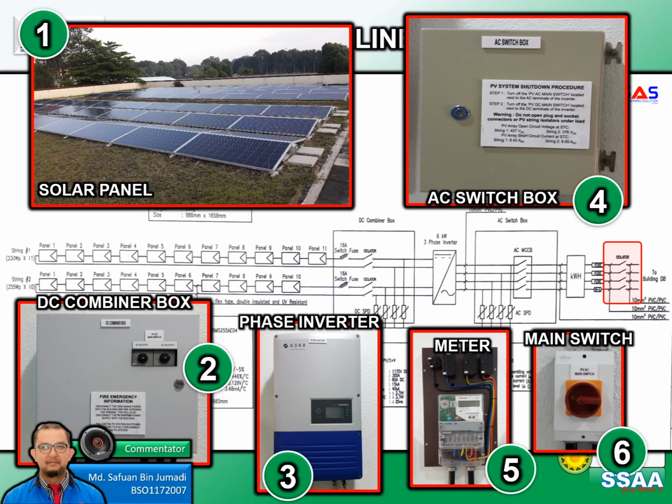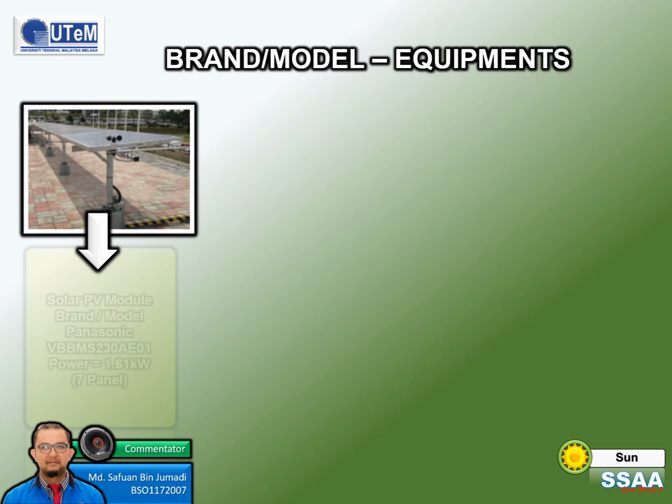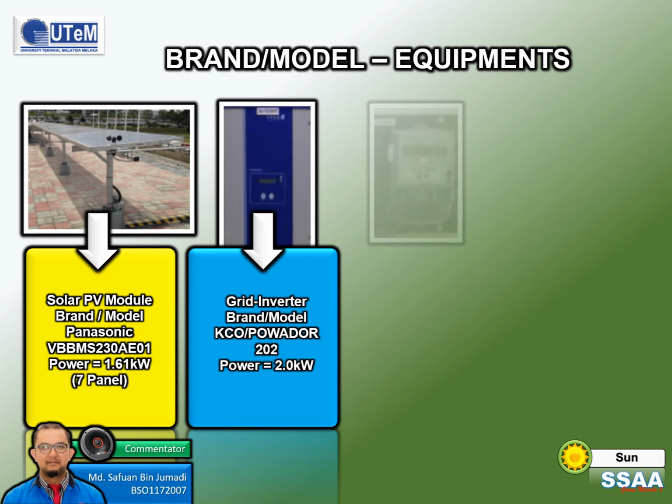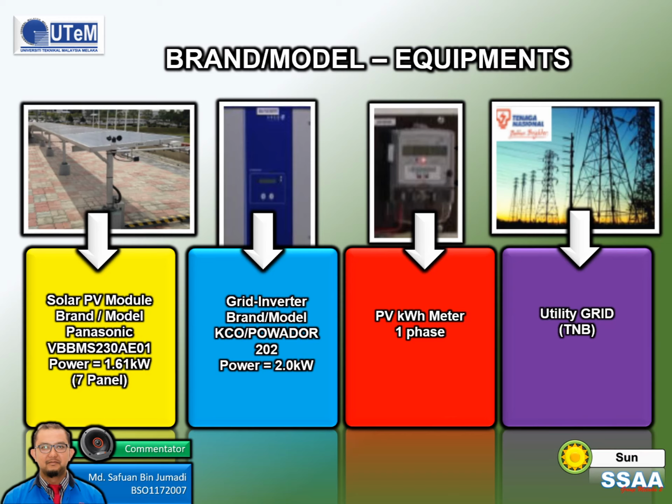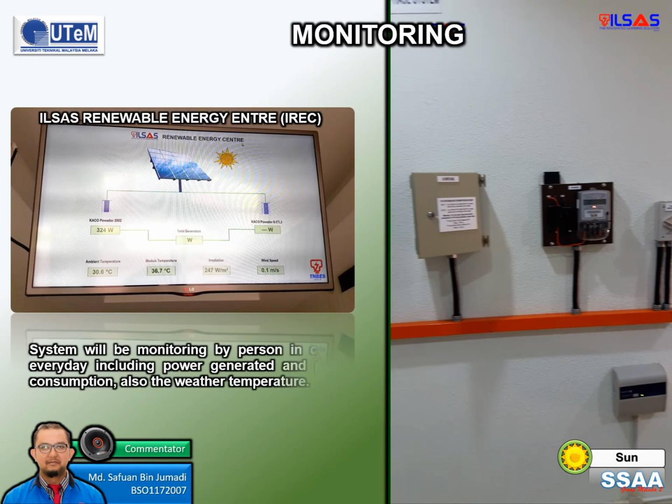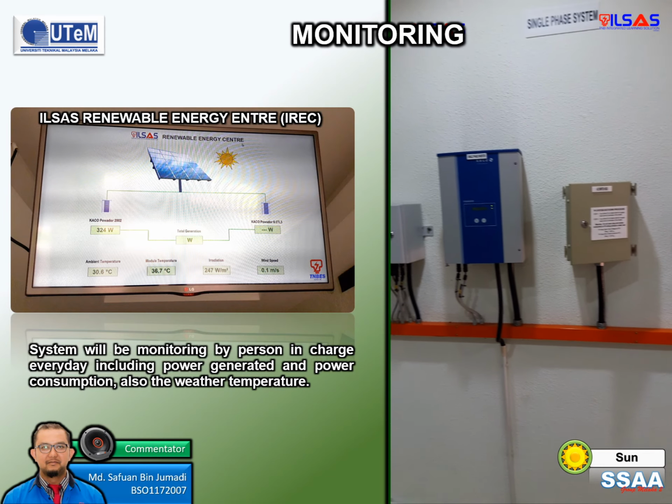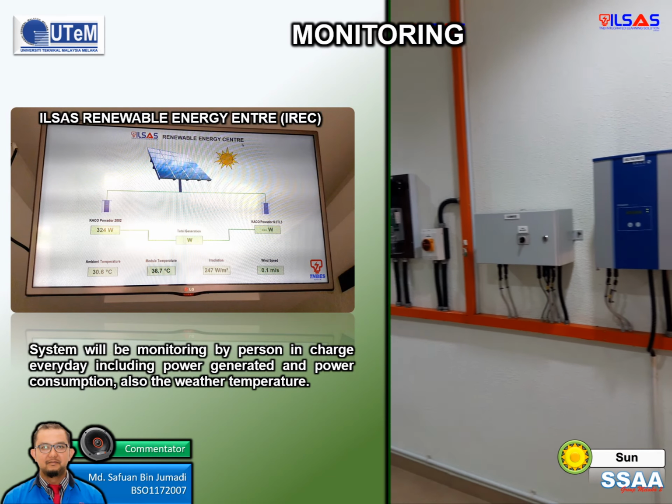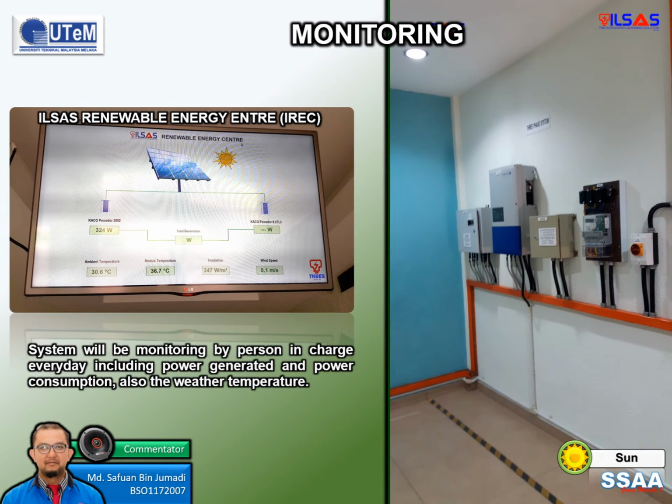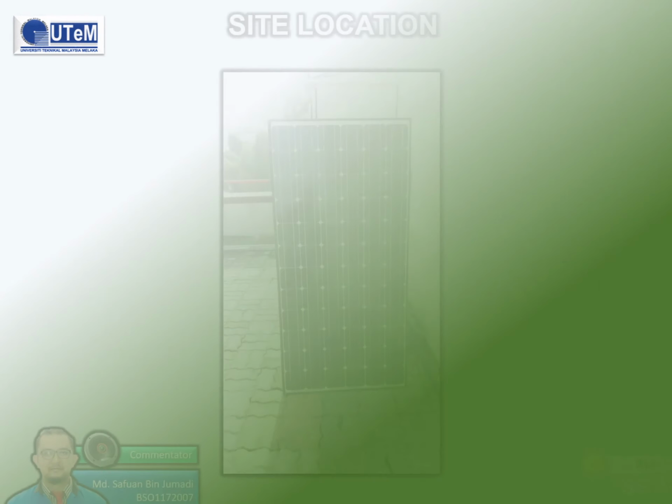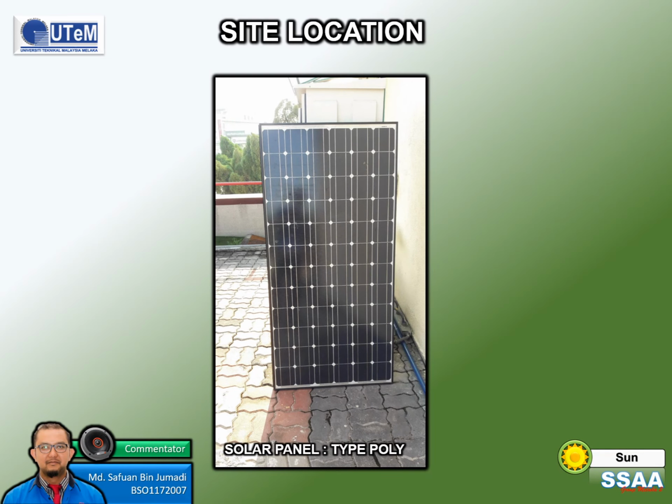Panasonic frames have been used for the solar panels with a combined power of 1.61 kW per 7 panels, with a KCO brand grid inverter. The system is monitored by the person in charge every day, including power generated and power consumption, also the weather temperature. Okay, these are the pictures of the site locations at IREC.